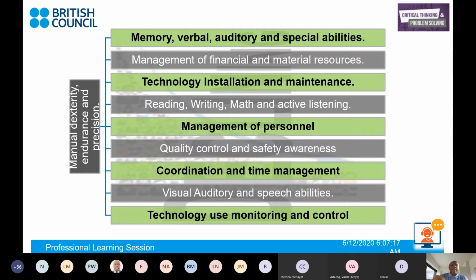And if you look at how it is moving, things like memory, verbal, auditory, and spatial ability, these are things which are declining. Management of financial and material resources, these are declining. Technology installation. When you buy a mobile phone, when you want to update your computer, many years ago, we used to take our computers to be updated by somebody. Nowadays, you just press a button and it is updated. So there are things which are declining. Reading, writing, maths, and active listening, these are declining. Management of personnel, they're all declining. Quality control, safety awareness, coordination, time management. These are things which are declining in terms of demand because technology is being used to monitor many of these things.